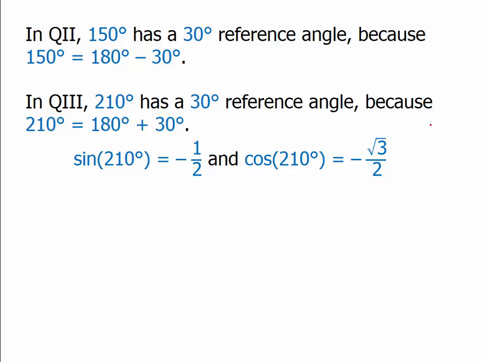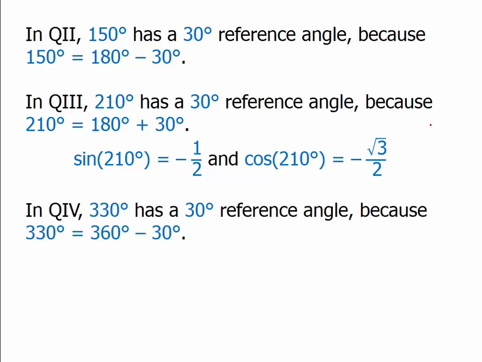Well, now let's go to Q4. In Q4, we'd have to wrap all the way around to 360 degrees and then back up 30 degrees. So that would put us at 330 degrees. And so that's the angle in Q4 that has a reference angle of 30 degrees. And so again, same absolute value as the sine of 30 degrees and the cosine of 30 degrees.